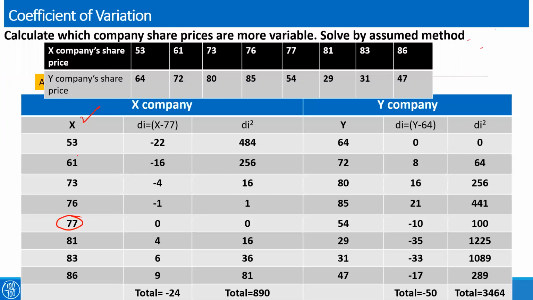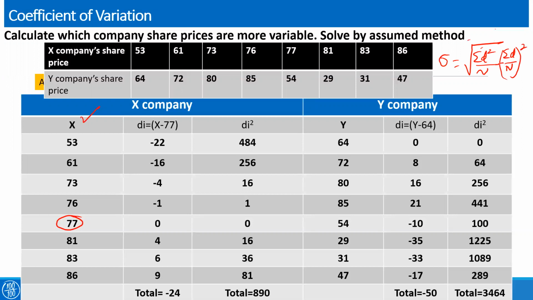Let's calculate. 53 minus 77 is minus 22. Similarly, minus 16, minus 4, minus 1, 0, 4, 6, and 9. In the next column we will calculate Di square. So we'll square all the values and add them. It is coming as 890. Therefore, for the assumed mean method, the formula of standard deviation sigma will be equal to the square root of summation of d square by n minus summation of d by n, whole square.